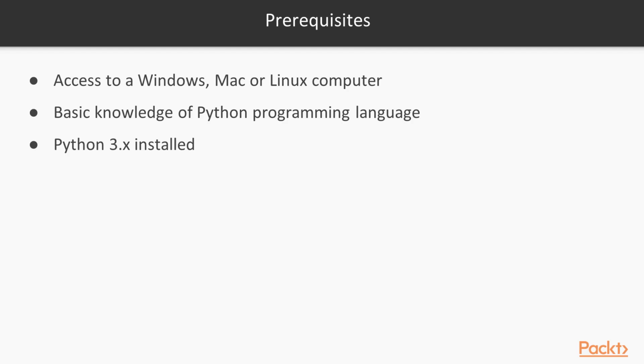To follow along this course, you will need a Mac, Linux, or a Windows computer. To follow the code demos in the course, you should be familiar with Python. A basic knowledge of Python is sufficient to follow the code from this course. You should have Python 3.x installed on the computer, as all the coding demos use that version.